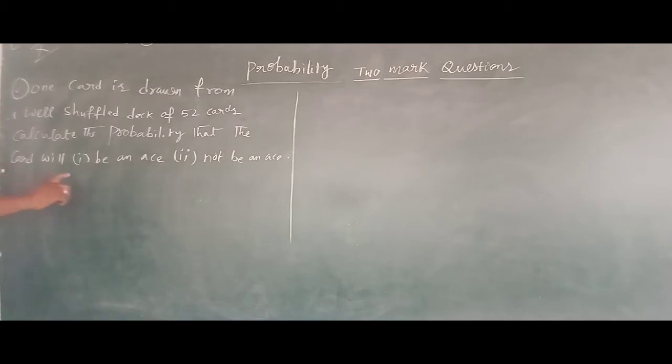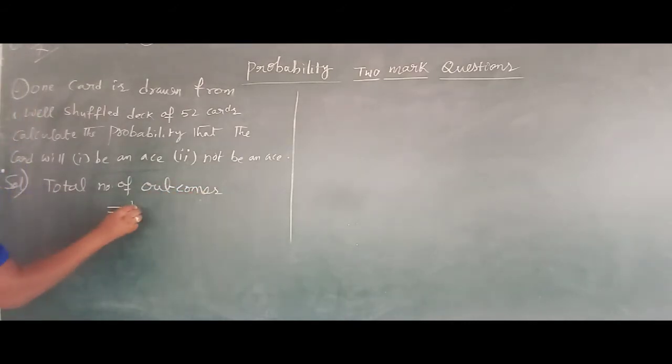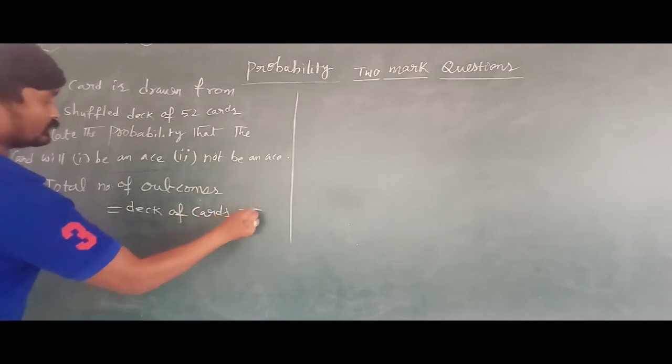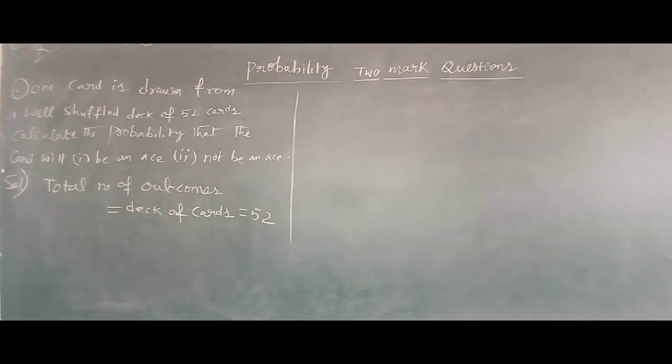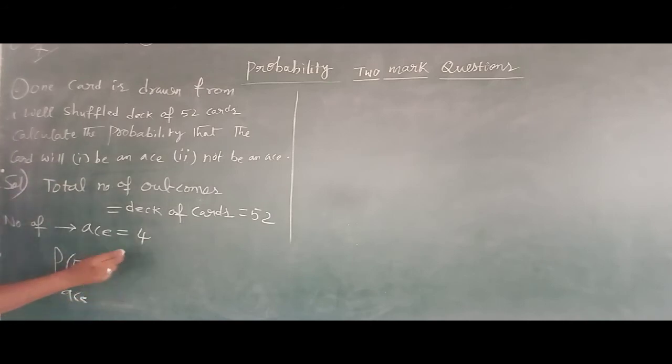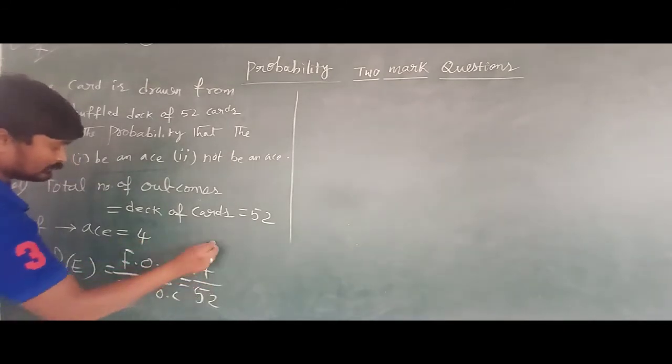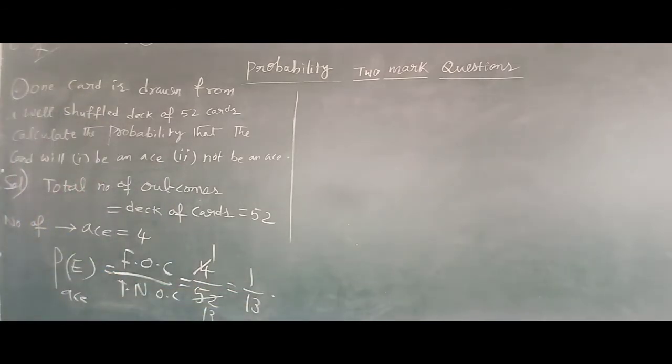We already learned about the ace in the introduction class, but let me check again how it is going to be solved. Your solution: total number of outcomes is equal to deck of cards, which is 52. Now what are your favorable outcomes? The number of aces is 4. Now the probability of getting an ace is favorable outcomes upon total number of outcomes: 4 upon 52. 1 fours are 4, 13 fours are 52. So 1 upon 13.